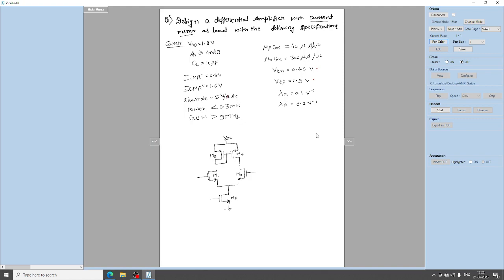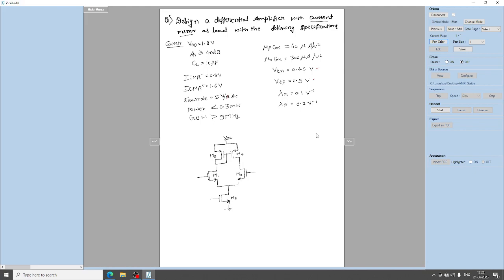And this is the differential amplifier circuit which we have to design. Design means we have to arrive at the aspect ratio of the transistors with the given specification. There is no fixed procedure to design the differential amplifier. There are several methods you can come across, but today we will discuss one way to design the differential amplifier with the given specification.